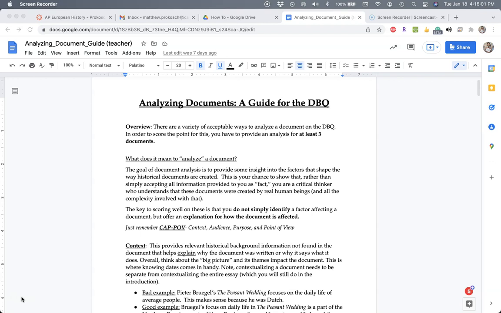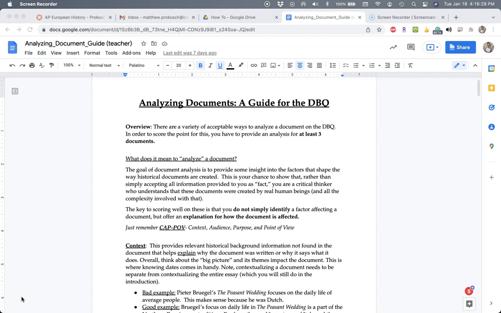especially for those who may have missed instruction because of a whole bunch of reasons. So I'll try and make this as concise as possible. First things first, this is just a guide on how we analyze documents in the DBQ. It is not a how to write a DBQ podcast. This is just on how we analyze documents using something we call CAP POV.